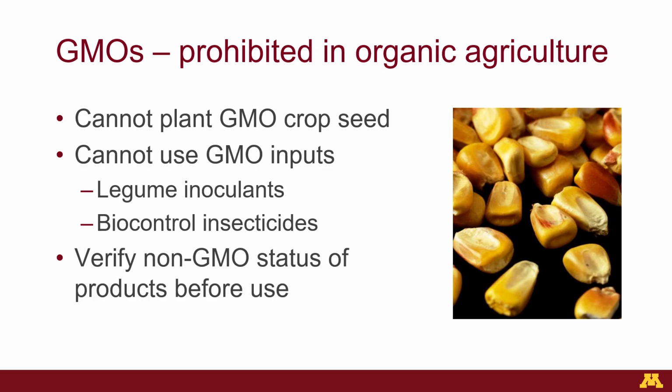Organic farmers cannot knowingly plant GMO seed. They also cannot apply inputs that are GMO, such as genetically modified rhizobia in legume inoculants, or genetically modified Bacillus thuringiensis bacteria in biocontrol insecticides. However, there are non-GMO versions of these inputs that may be allowed in organic. To know for certain whether an input is approved or non-GMO, you can check the listings maintained by OMRI, the Organic Materials Review Institute.